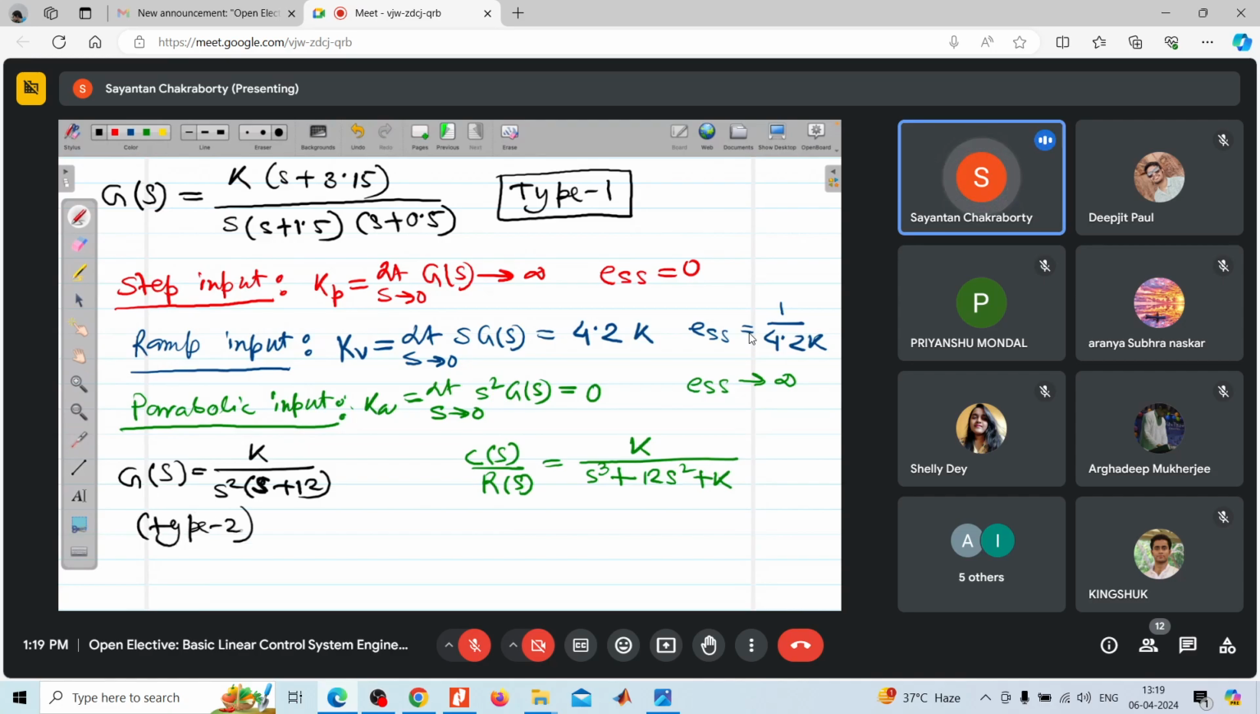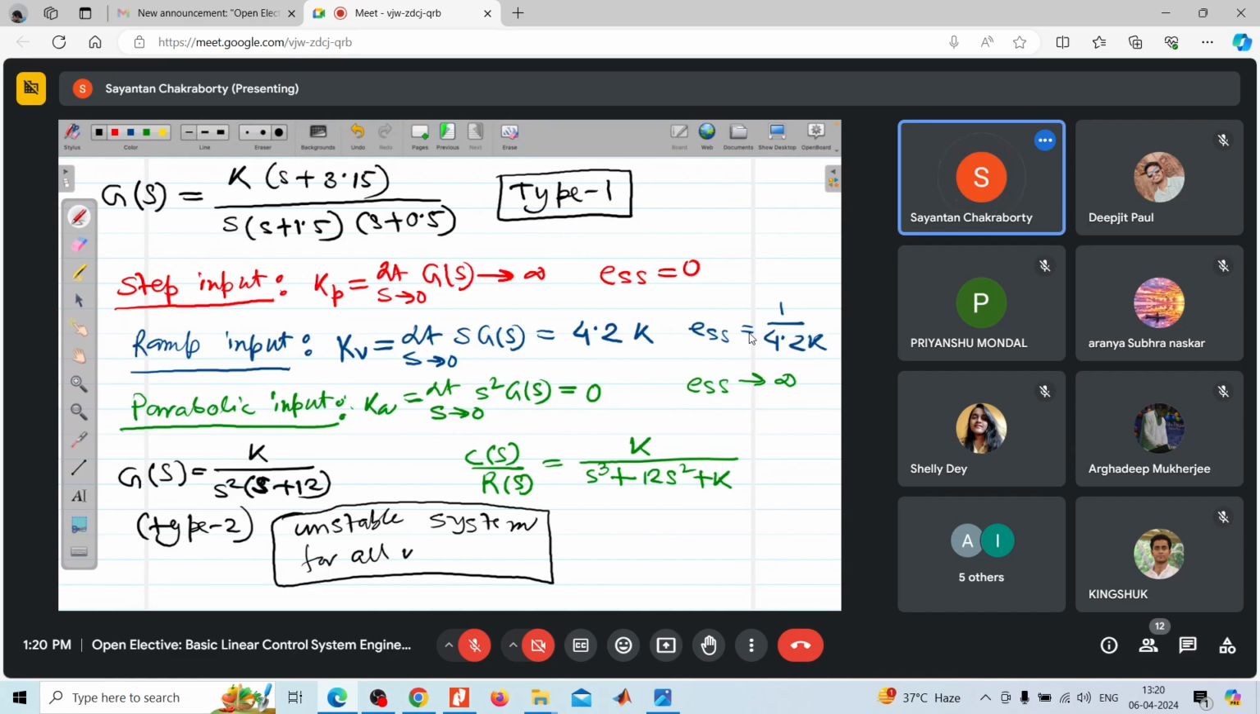If you try to calculate the values of Kp, Kv and K, you might or might not get any feasible value, or it will not match what you expect, because this system is an unstable system for all values of K.